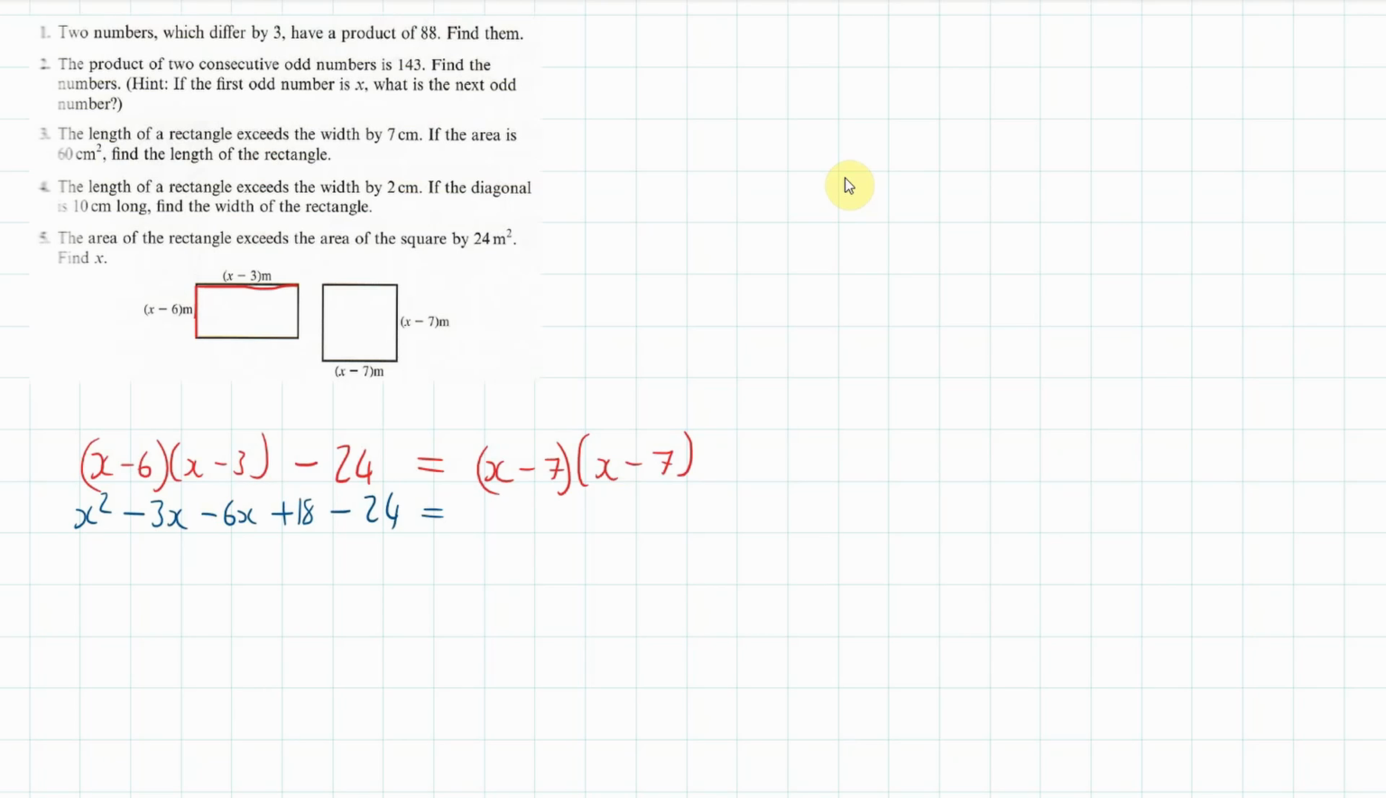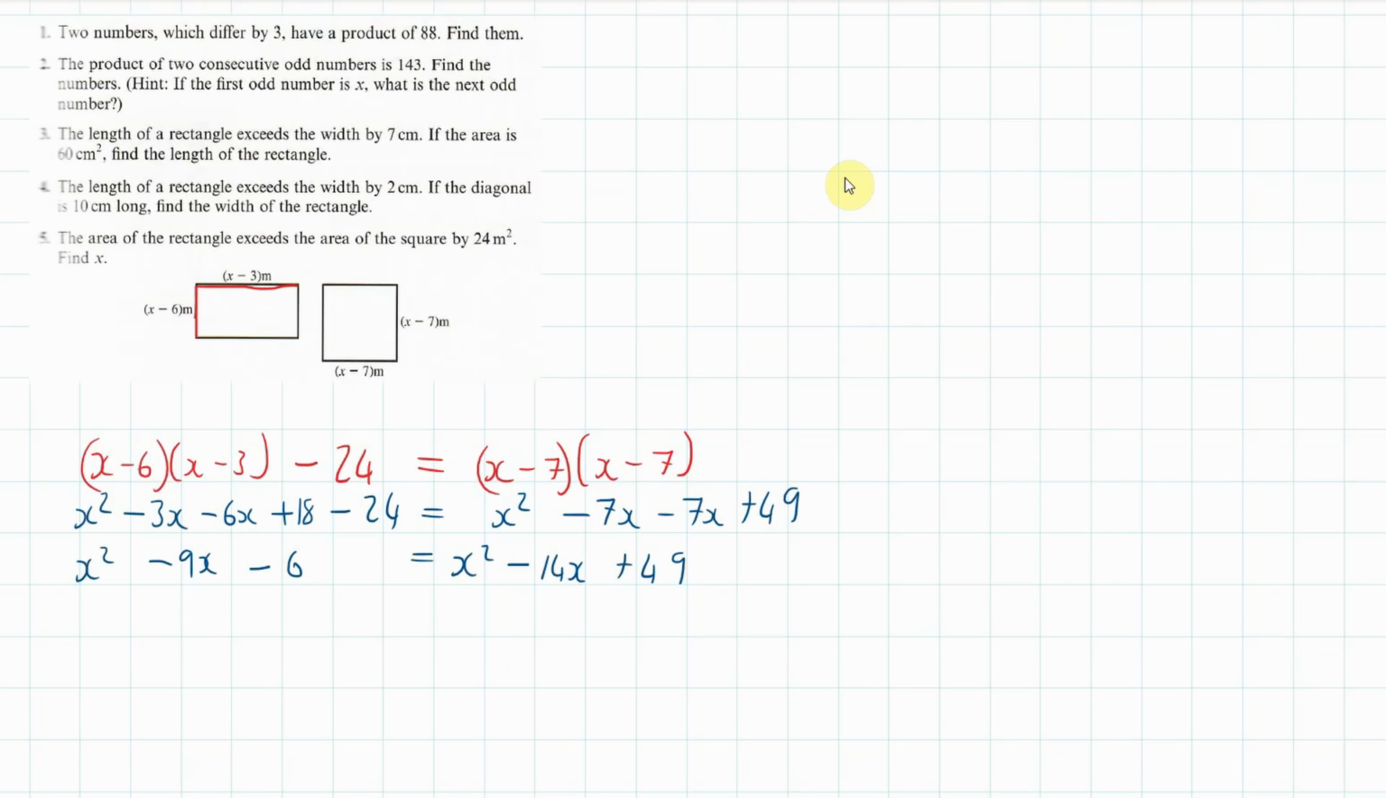And I'm going to do FOIL on the other side too. F x squared, O minus 7x, I minus 7x, L lasts plus 49. Now I'm going to gather my like terms. Minus 3x minus 6x is minus 9x. 18 minus 24 is negative 6. On the other side, x squared minus 14x plus 49.